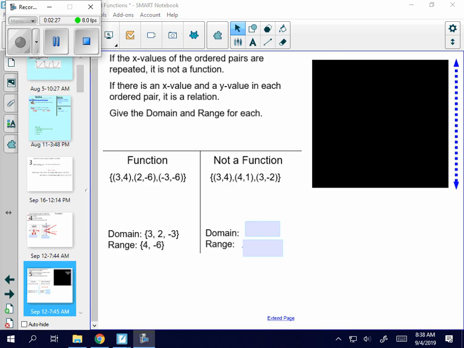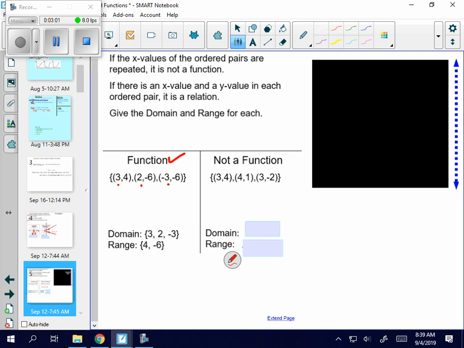So now move to the top right corner of your foldable. If the x values of the ordered pairs are repeated, then it's not a function. If there is an x value and a y value in each ordered pair, it's a relation. All of these are relations. And then we're going to give the domain and range for each. So now let's go see if the x values are repeated. I look at this first one, they say it's a function. Notice my x values. I have 3, 2, and -3. There are no repeats. That's what makes this a function.